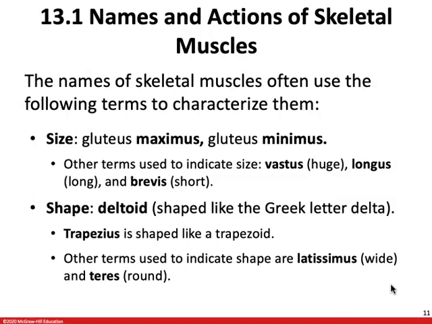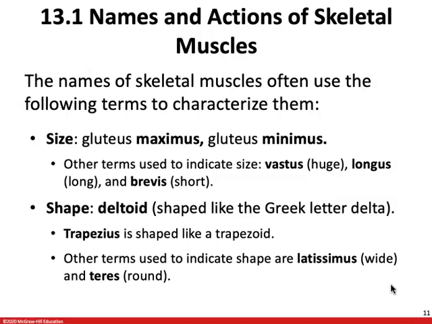So for example, some of them are going to be named based on size, like gluteus maximus and gluteus minimus. These are two muscles found in the gluteal region. One is very large, hence the maximus. One is very small, hence the minimus. So in this case, they're named based on size. There are a couple of other terms that are going to be used to indicate size, so not just maximus and minimus, but vastus is huge, longus is long, brevis is short. So when you see those terms, you should be familiar at least with what they're referencing. They're referencing very large size, very small size, very long muscle, very short muscle.